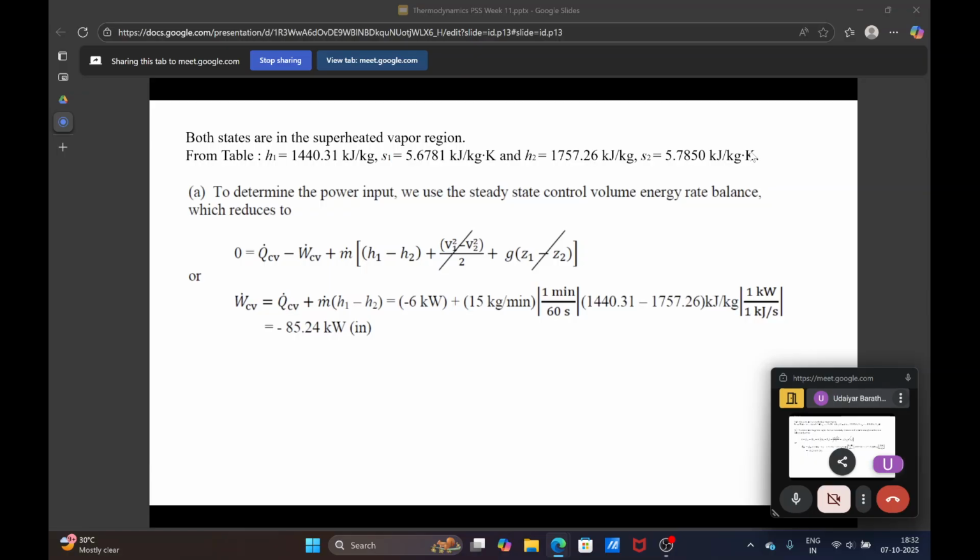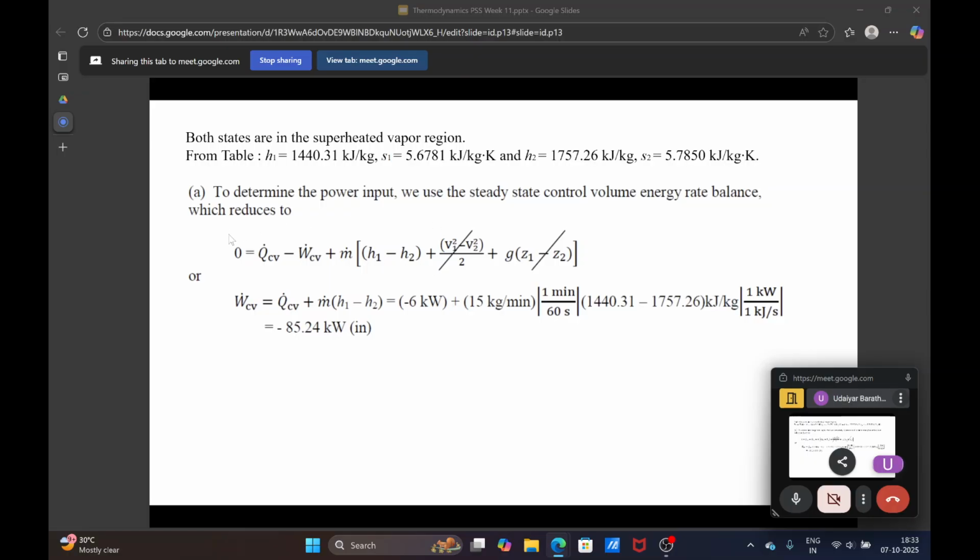Now to determine the power input to the compressor, we assume the compressor to be a control volume, and we'll apply the first law to the compressor. The steady flow energy equation gives 0 equals Q minus W plus the energy carried by the stream coming in at the inlet minus the exit. Assuming the kinetic and potential energy changes of the stream are negligible, they can be neglected. So you get Q minus W plus m dot (H1 minus H2).